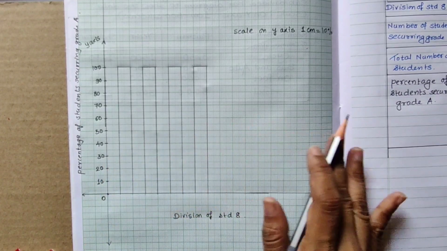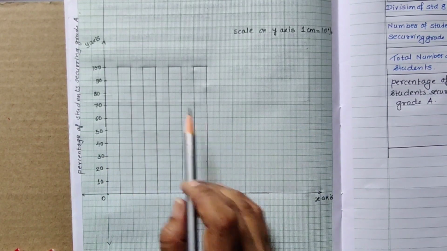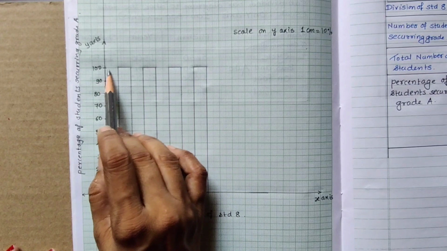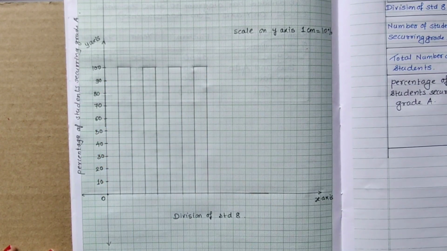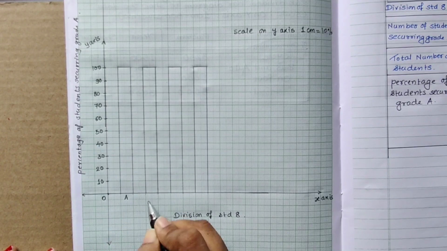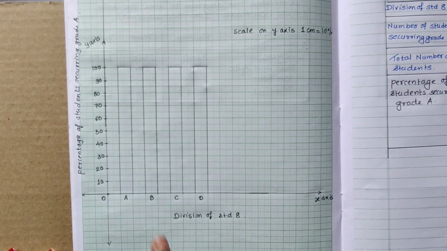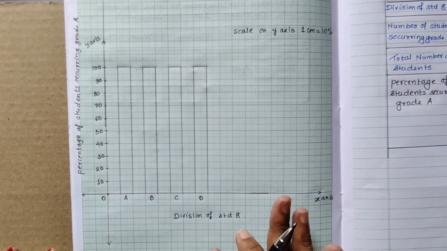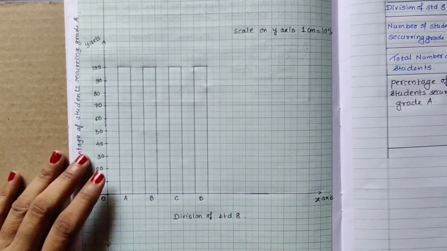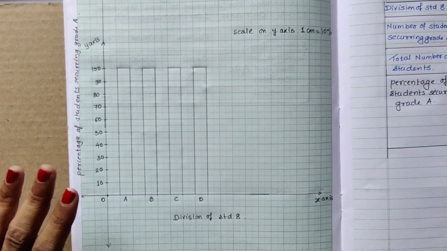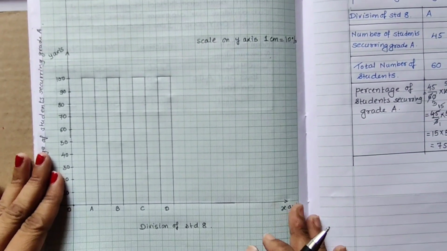So as you all can see, I have drawn all these 4 bars which are of 100 each. Now this is for division A, this is for division B, this is for division C, and fourth one is for division D. So we have to write divisions here A, B, C, D, and we have written here division of standard 8. Now what we have to do, we have to divide it, because it is not only a percentage bar graph, it is a subdivided percentage bar graph. Okay, always keep this in mind, it is a subdivided percentage bar graph.